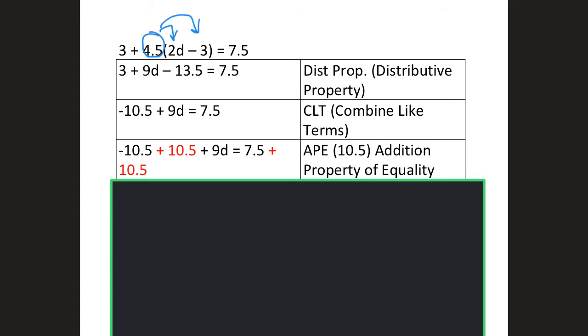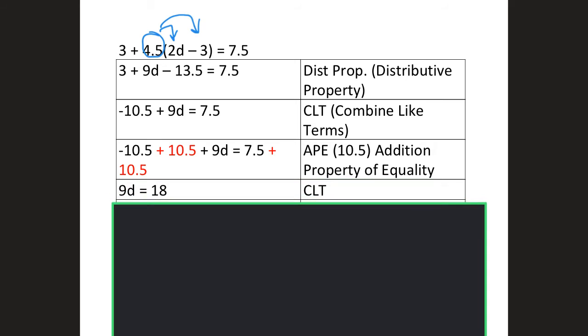Next, I decided to add 10.5 to both sides. That's how I get rid of my negative 10.5, by adding 10.5 to both sides. So you see how here in red I did my adding of 10.5 to both sides. I did my addition property of equality, and APE is the abbreviation that I will use for it. Then, I once again combine my like terms. These ones right here ended up equaling 0, so all I'm left with here is the 9d. 7.5 plus 10.5 gives me 18.